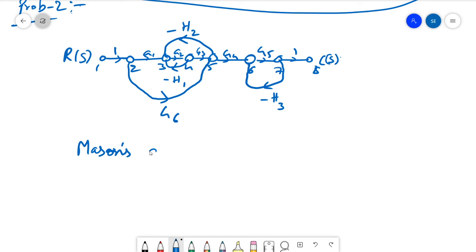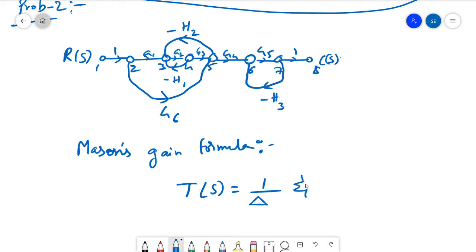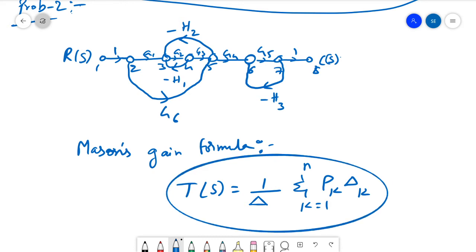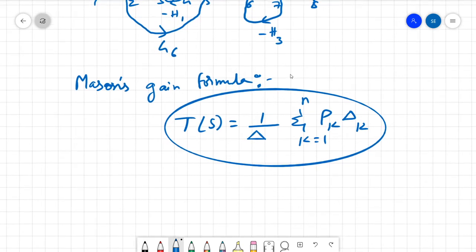Mason's gain formula is given by T of S is equal to 1 by del, summation K is equal to 1 to N. What is K? K is forward path actually, alright? P K del K. Right? So this is the formula, Mason gain formula.